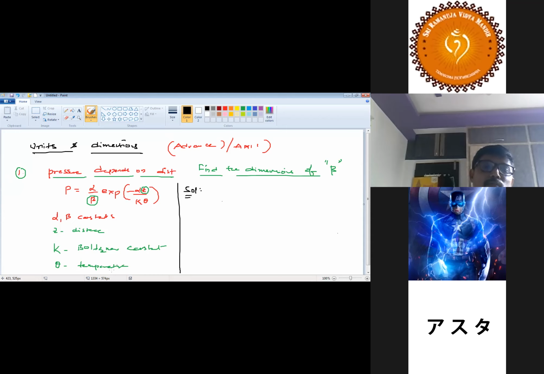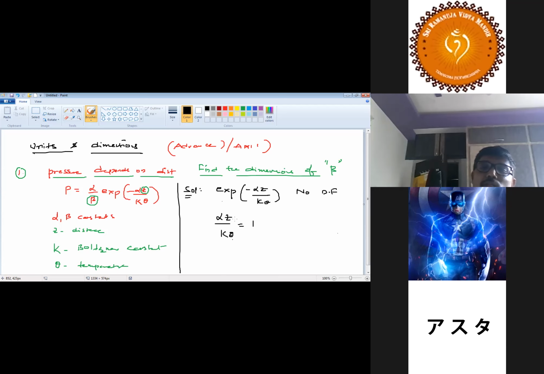Sir, is the answer L square? How L square? Sir, the exponential power is supposed to be constant, so alpha's dimensions will be k theta by z. Yes, what you said is right: exponential minus alpha z by k theta has no units, no dimension formula. So alpha z by k theta is dimensionless, equal to 1.